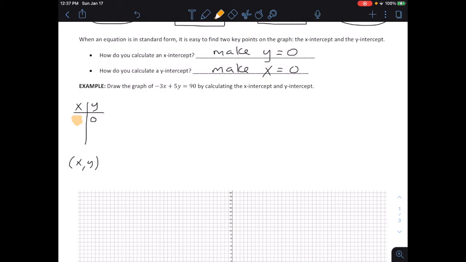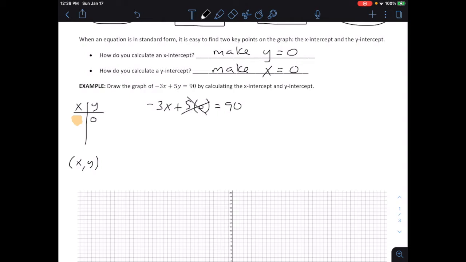All right, so let's go ahead and do that. So I'm going to plug in y equals 0 into my equation. So my equation is negative 3x plus 5y equals 90. So if I plug in y equals 0, whoops, I don't want to write the y, I want to write a 0. All right, so I plugged in 0. So what you can see happens when you plug in 0 is the y term simply disappears because 5 times 0 is 0. So this y term just disappears.